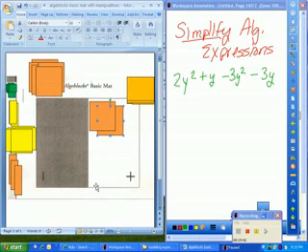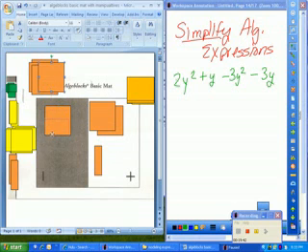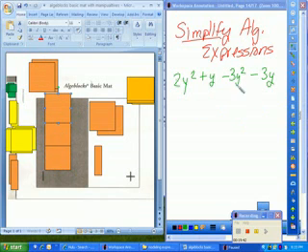So 2y squared. These are my y squareds. I'm going to do 2y squareds plus y, which means I'm going to add a plus y. Minus 3y squared means that now I need to put 3 groups of y squared, but they're on the negative side together. Minus 3y. So I'm going to have 3 y's, but they are also on the negative side.